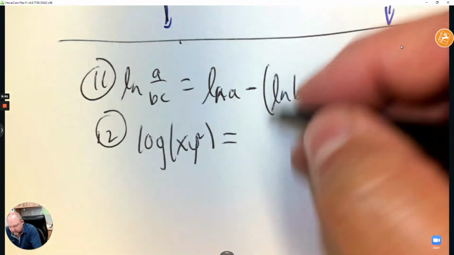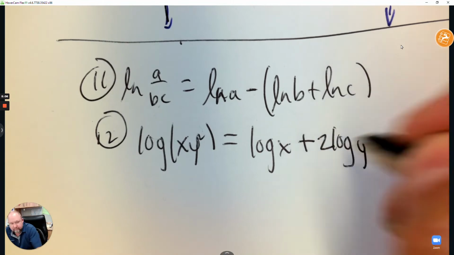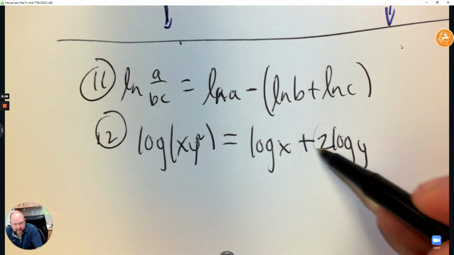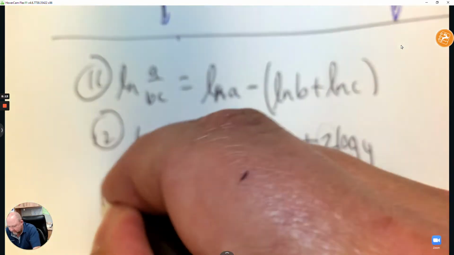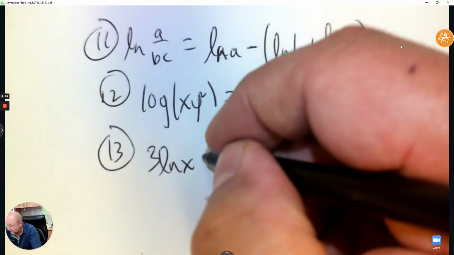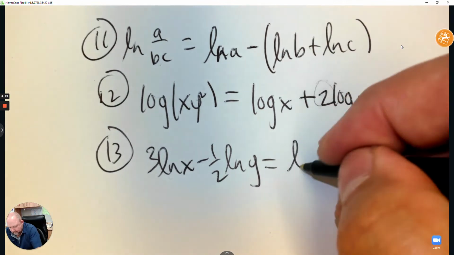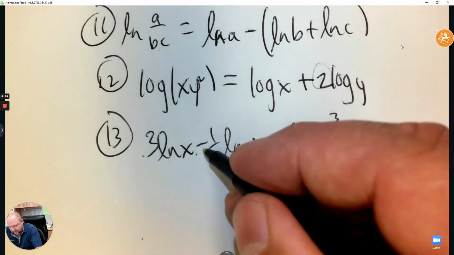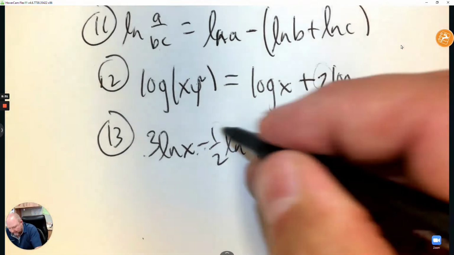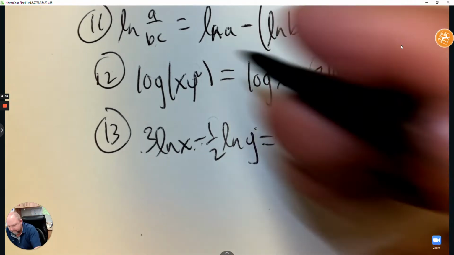Properties of logarithms, when you're multiplying, you add, and then the exponent for y gets written in front as a product. Number 13, the other direction. It's expanded. Can you write this as 1 logarithm? So the 3 is the exponent for x. Subtracting means dividing. 1/2 is the exponent, and the exponent 1/2 means square root. Done.